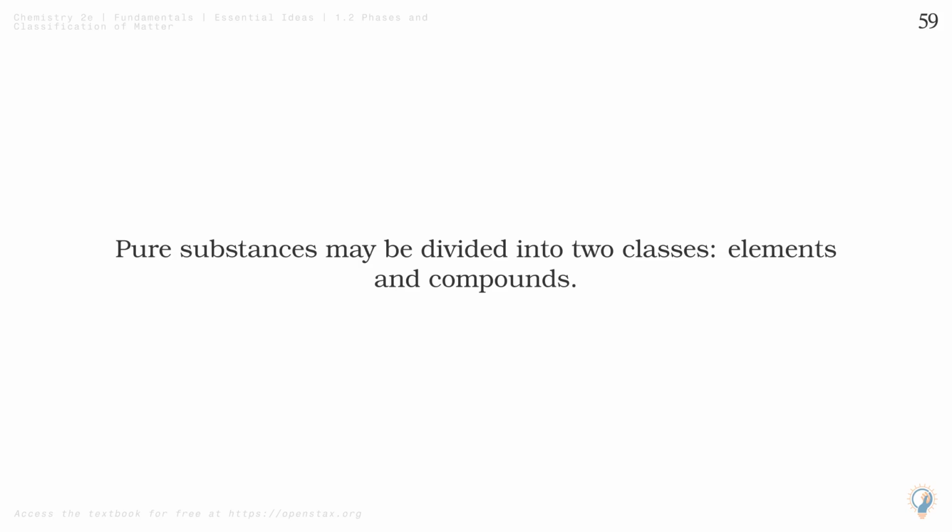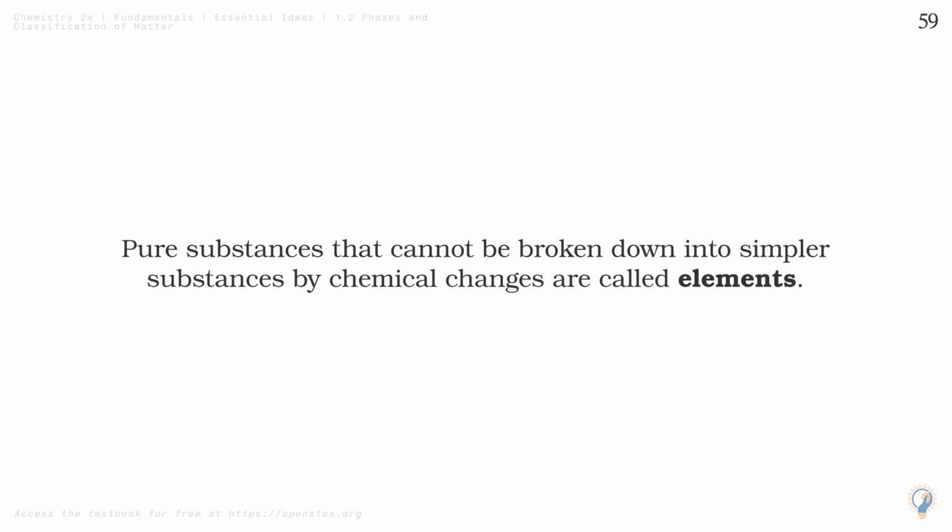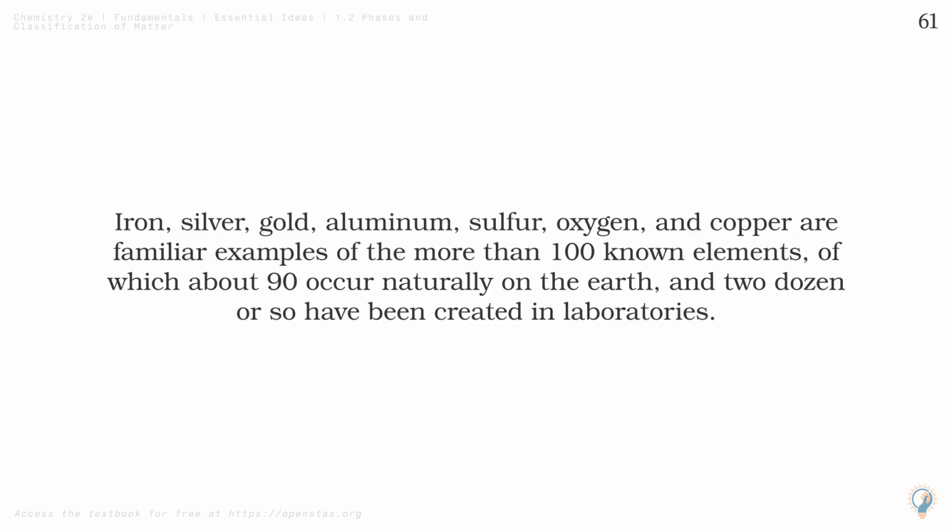Pure substances may be divided into two classes, elements and compounds. Pure substances that cannot be broken down into simpler substances by chemical changes are called elements. Iron, silver, gold, aluminum, sulfur, oxygen, and copper are familiar examples of the more than 100 known elements, of which about 90 occur naturally on the Earth, and 24 or so have been created in laboratories.